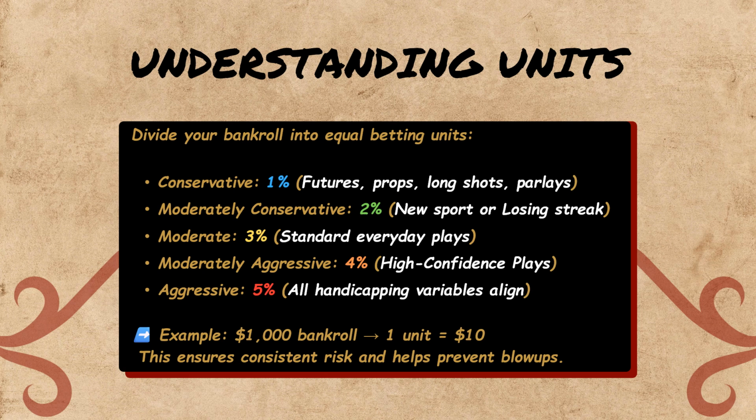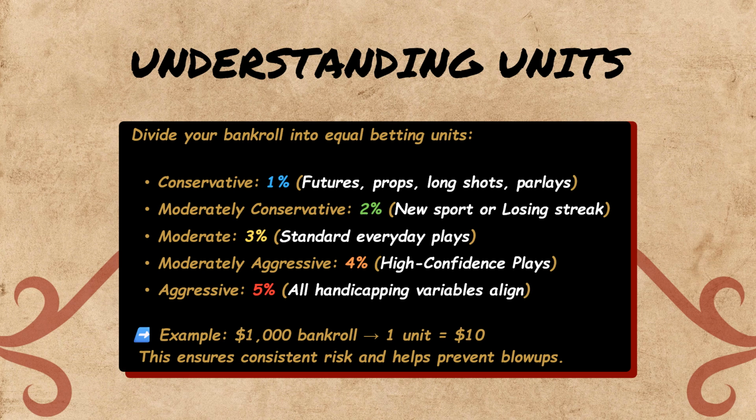Moving on, a 2% play would be moderately conservative. This is great for when you're testing maybe a new sport, a new bet type, or you're going through maybe a cold streak. And then you would go more of a 2% play. Your 3% plays, this is more moderate. This could be your standard everyday bet, your bread and butter. And here at Grandstand Sports Data, that's our standard play, a 3% bet.